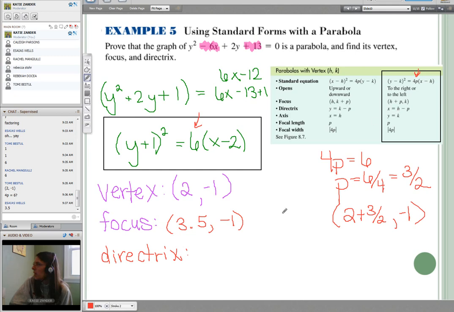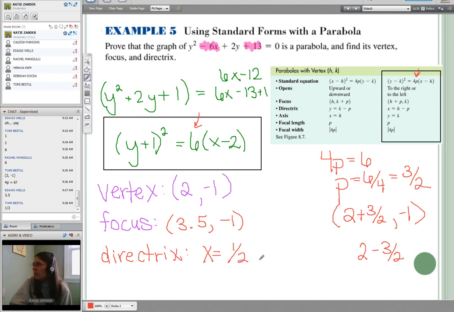So we want to start with x equals, and if I come off to the side, we can find that by doing h minus p. So what is h minus p, or 2 minus 3/2? Yeah, a 1/2 or 0.5, right? Depending if you like your decimals or fractions. Good.